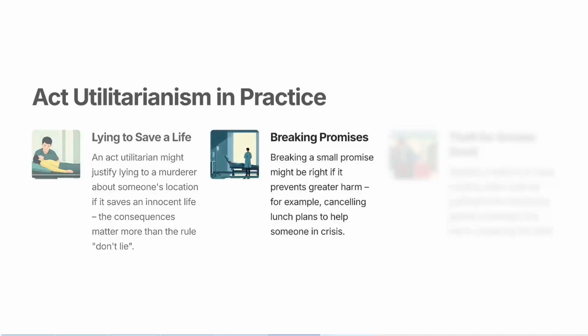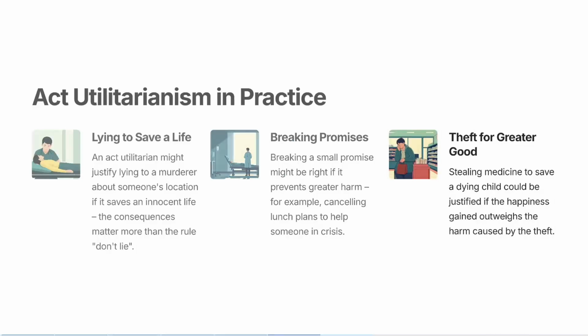You could take the idea of breaking a small promise. That could be right if it prevents a greater harm, like cancelling your lunch plans to help someone in crisis. Or perhaps stealing some medicine to save a dying child could be justified if the happiness gained outweighs the harm caused by that theft. Of course, there are moral decisions that people make that are influenced by their own morality, and this is where act utilitarianism helps you calculate what would bring about the greatest amount of happiness.